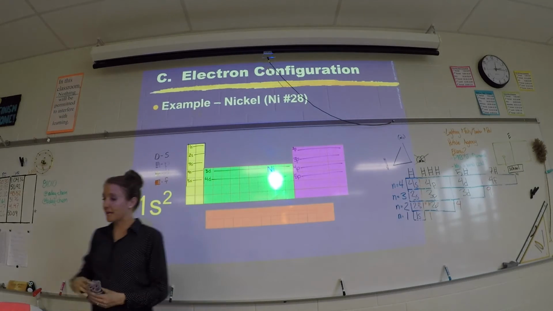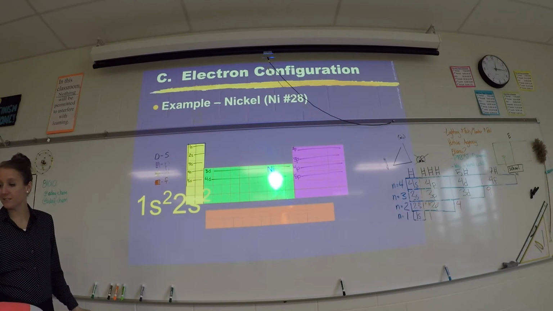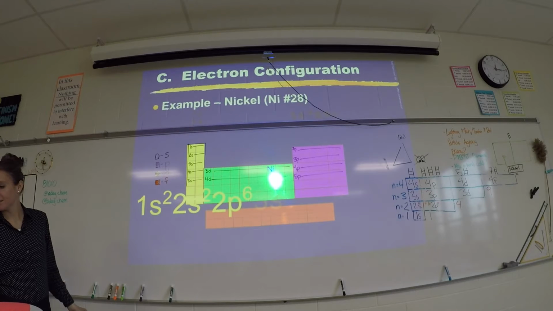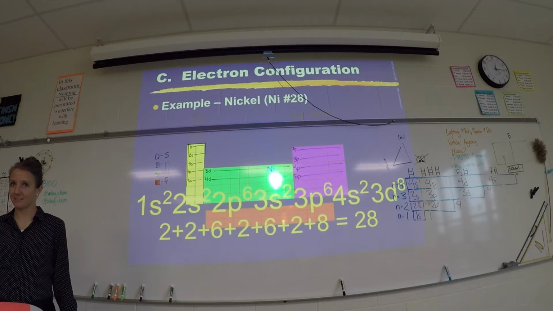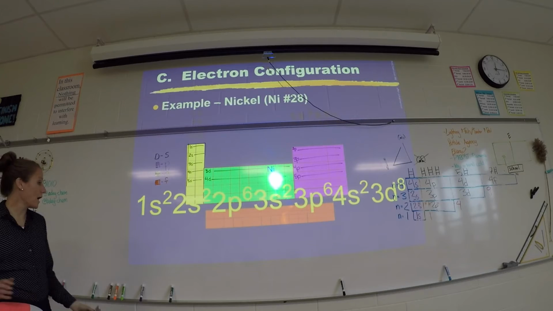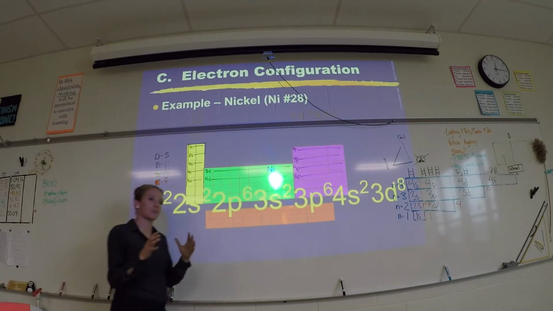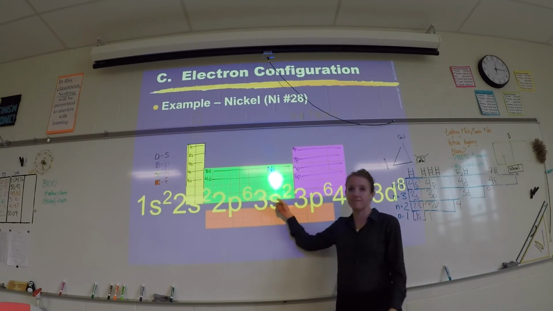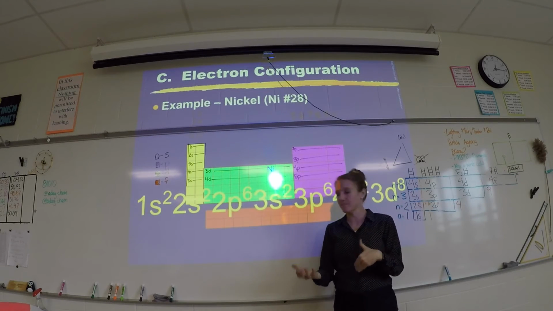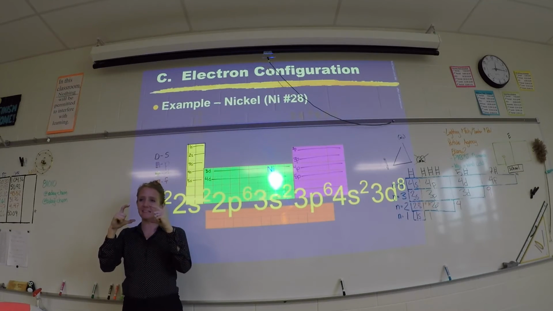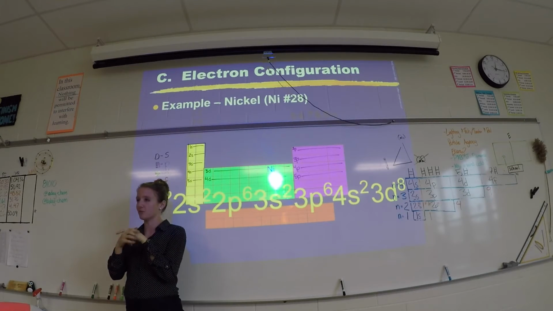The configuration for nickel is 1s2, 2s2, 2p6, 3s2, 3p6, 4s2, and then 3d8. Okay? An orbital diagram is just a visual representation of this. If you can do this, the orbital diagram is just turning this basically into boxes and arrows. There's a space underneath on your notes. In that space, draw out this orbital diagram so you can have one example.